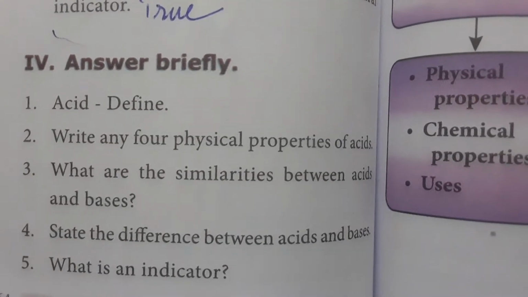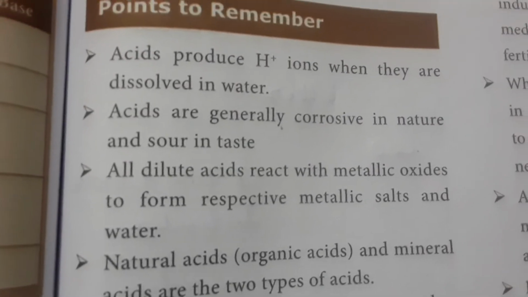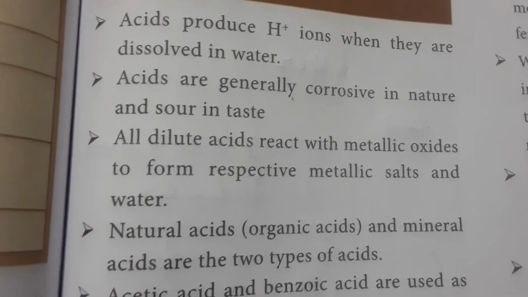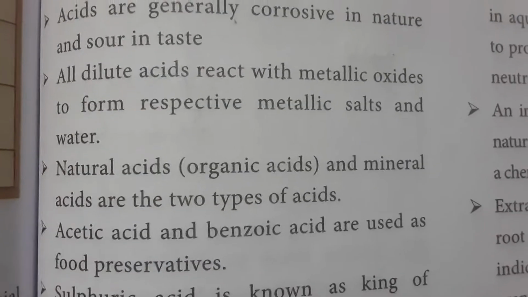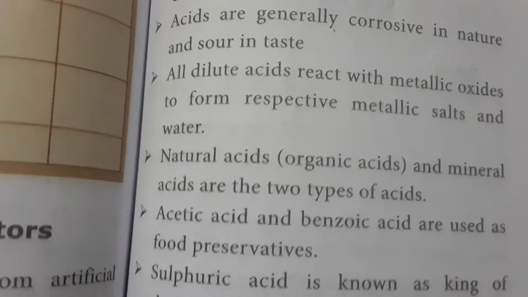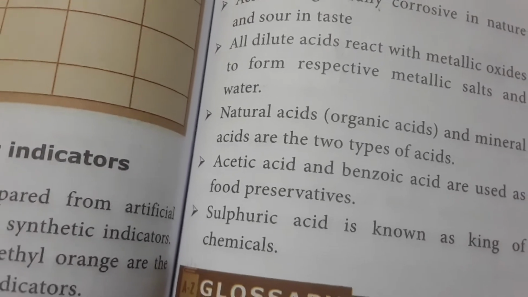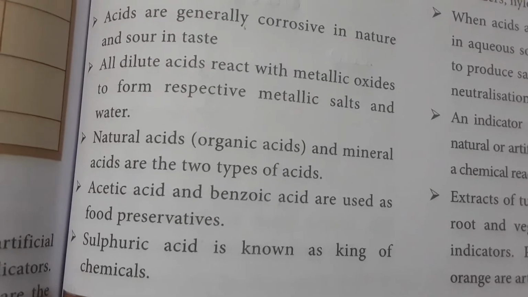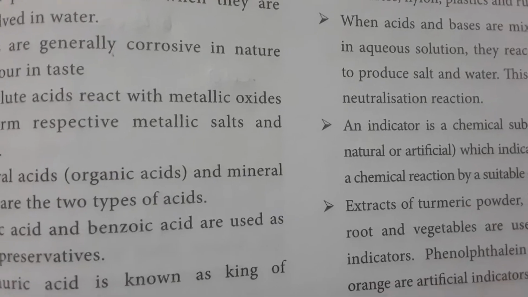So next question, what are the similarities between acids and bases? The answer for this question is acids are generally corrosive in nature. The same way the bases are also corrosive in nature. And they can conduct electricity in aqueous solution. In the same way, the bases also conduct electricity in aqueous solution. So these are the 2 points which are the common characters of the bases and acids.